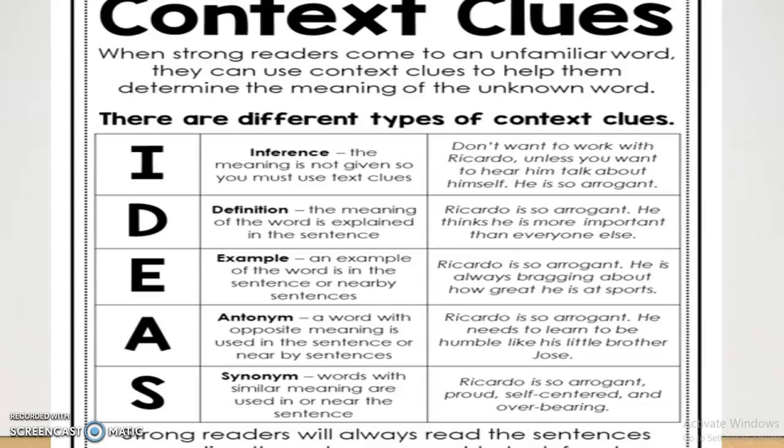And the next type is in terms of antonym. For antonym, a word with opposite meaning is used in the sentence or nearby sentences. And the last type of contextual clues is synonym. For synonym, words with similar meaning are used in or near the sentence.